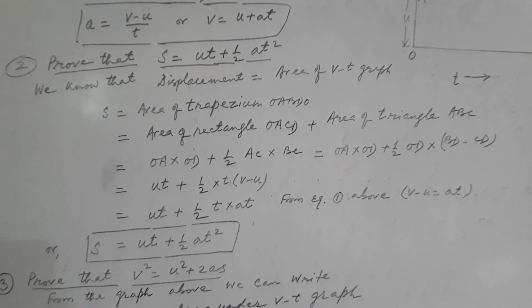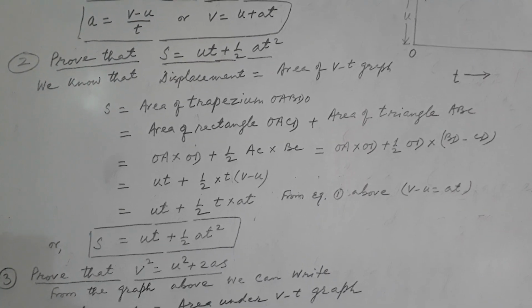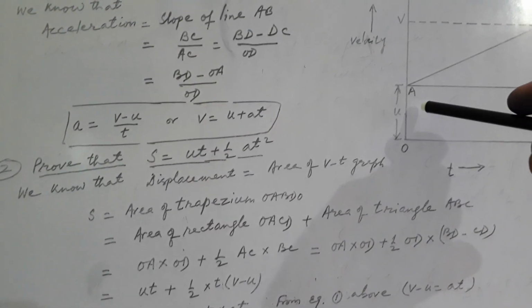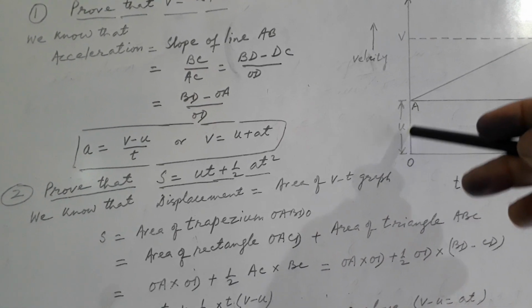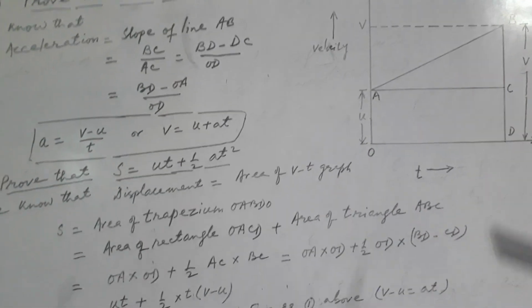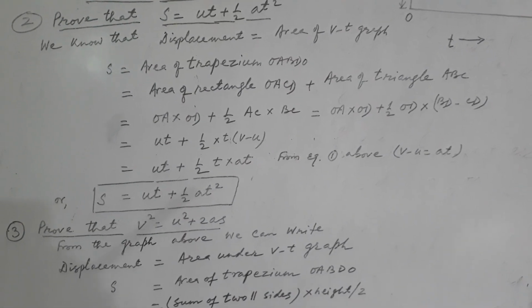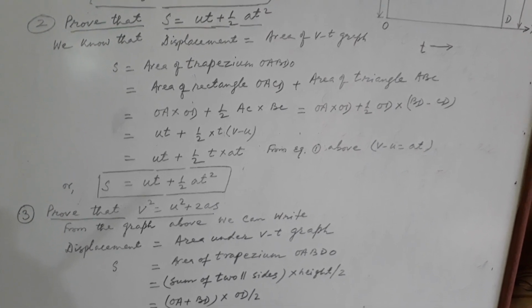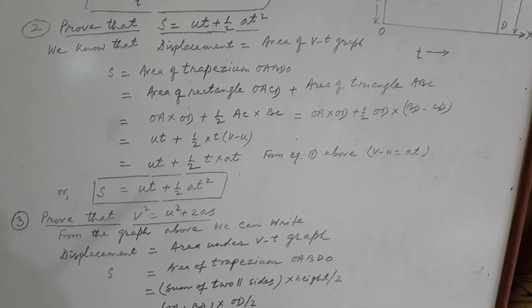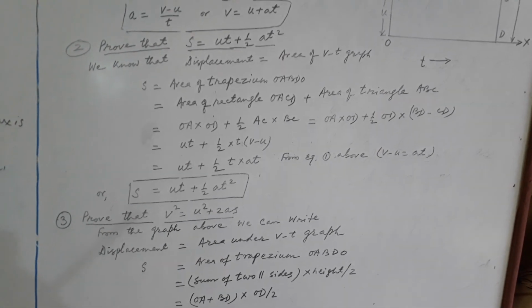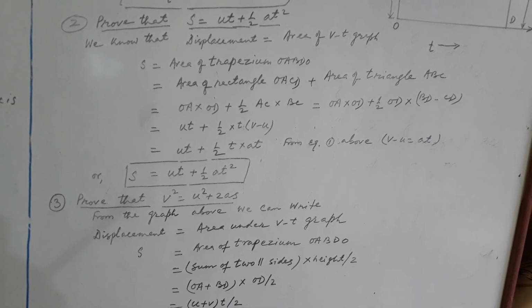and this trapezium has been divided into two parts: the area of rectangle OACD and the area of triangle ACB. Putting the values of the area of rectangle OACD and the area of triangle ABC, we get ut plus half t into v minus u, because BC has been replaced by BD minus CD, which is v minus u. Now further, v minus u is replaced by at.